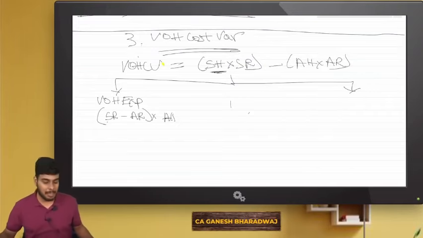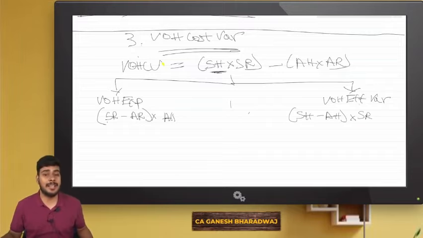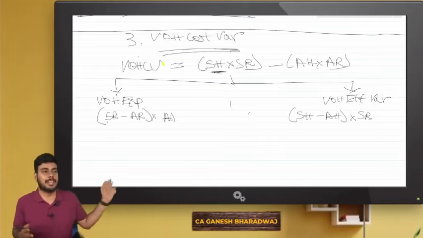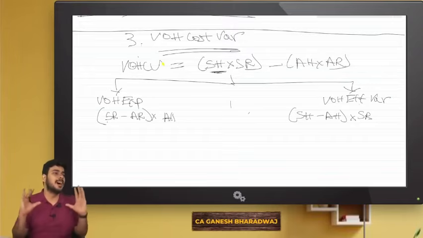Now what's your other one? It's called variable overhead efficiency variance. What's the formula? Standard hours minus actual hours into standard rate. Why standard rate? Because I am not dependent on the maintenance guy. I am only responsible for the hours. Are you clear with this?